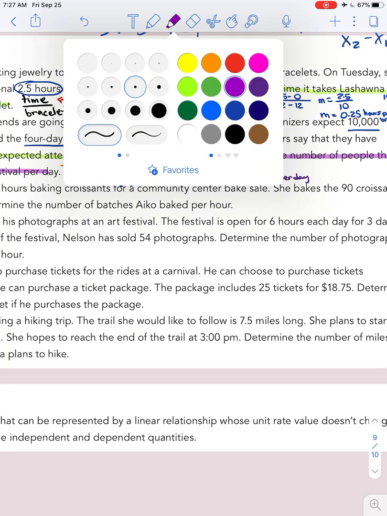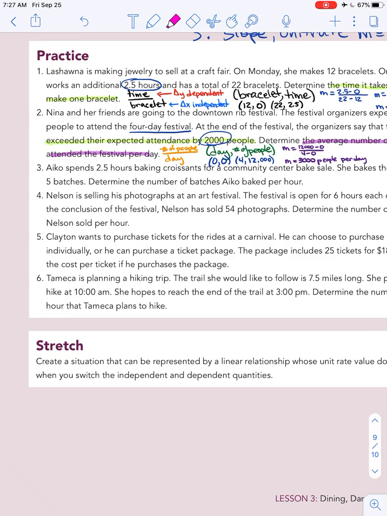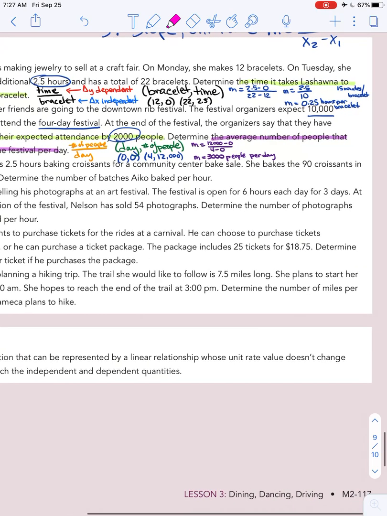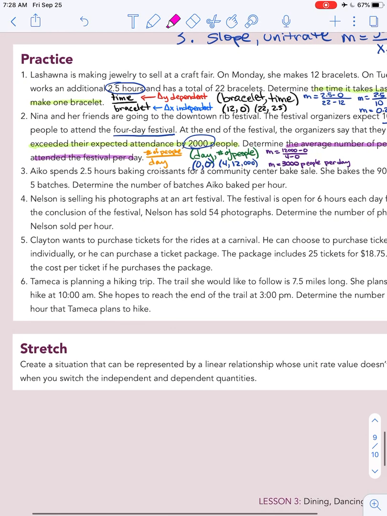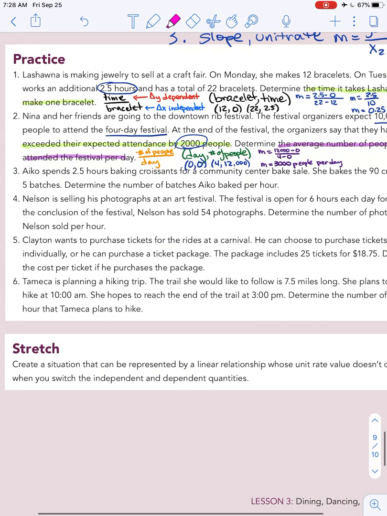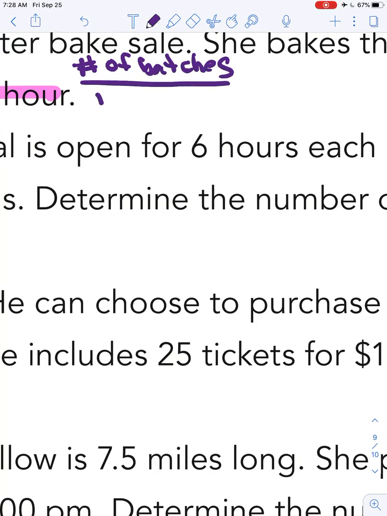Let's change my color. Oh, I'm going to go pink. It says, Aiko spent 2.5 hours baking croissants for the community center bake sale. She bakes 90 croissants in 5 batches. Determine the number of batches Aiko baked per hour. So it's not asking for how many croissants, it's actually asking for how many batches. So it's looking for number of batches per hour.